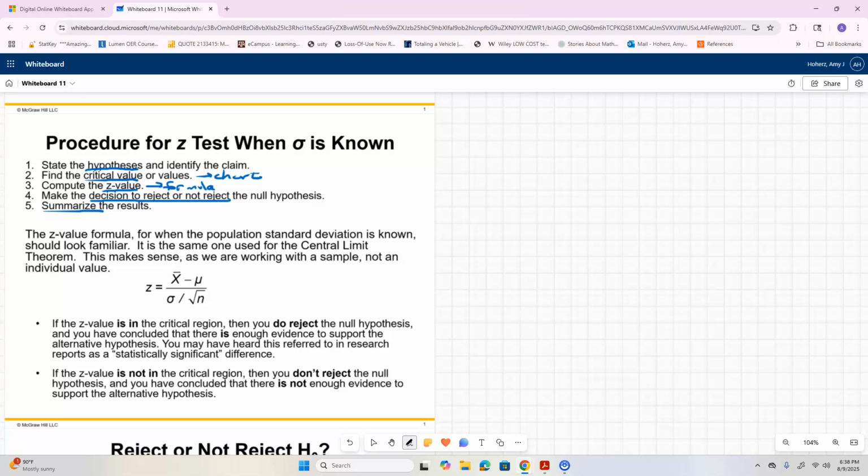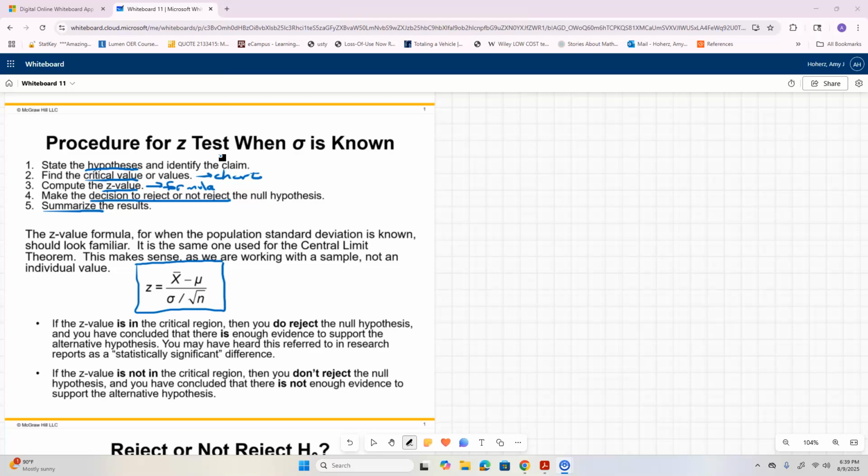And I mentioned in the last video that our formula was going to look very familiar. We used this in chapter 6 when we were doing the central limit theorem, which makes sense because remember, the central limit theorem we used when we were finding the probability of a sample having a certain mean or proportion, and when we're doing hypothesis testing we're working with samples.